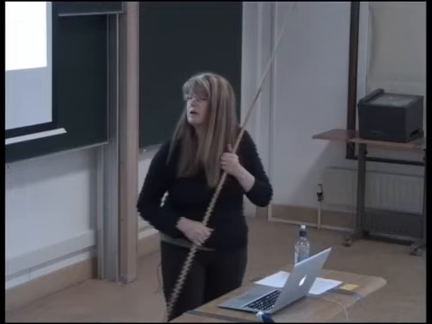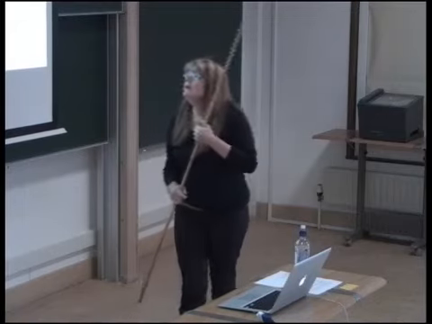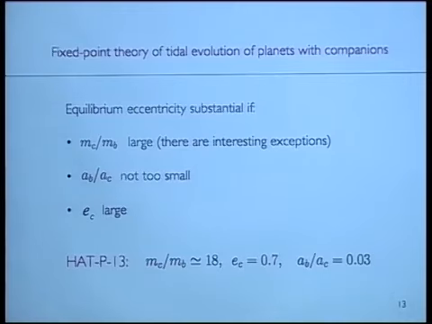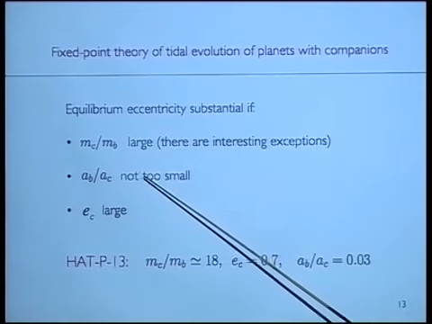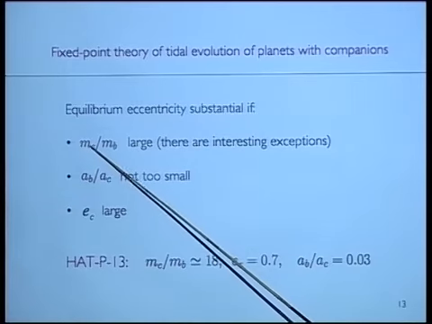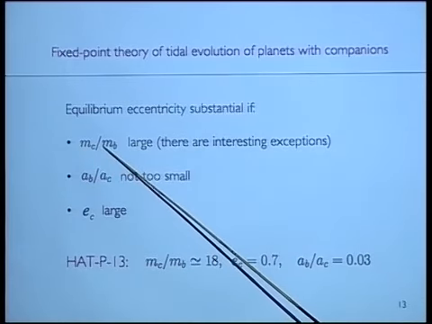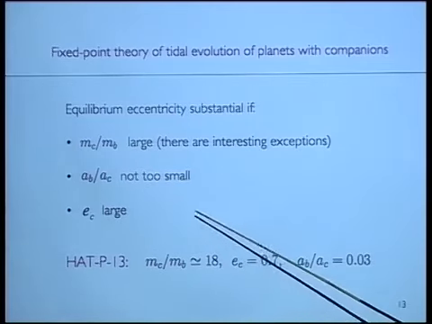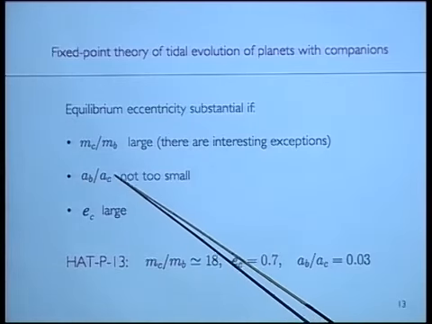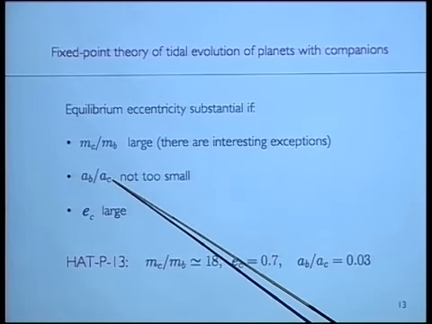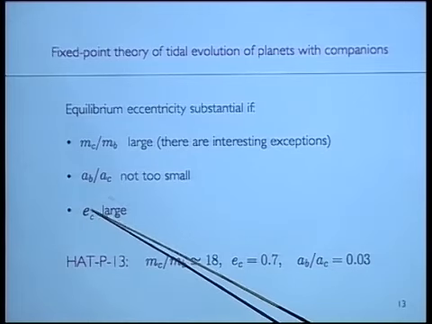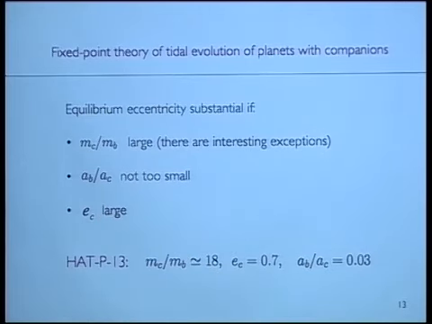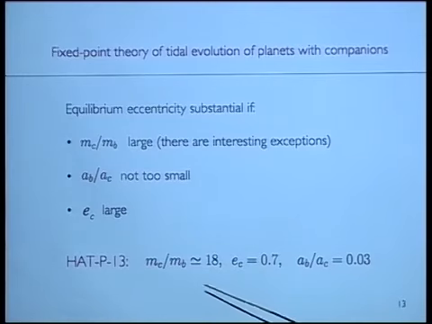So you can do this in general if you have a system where the outer planet's mass is relatively large, and that's true in the case of this HAT-P-13 system. You don't want the outer planet to be too far away, and it really helps if you have a decent eccentricity. And this system fits the bill.